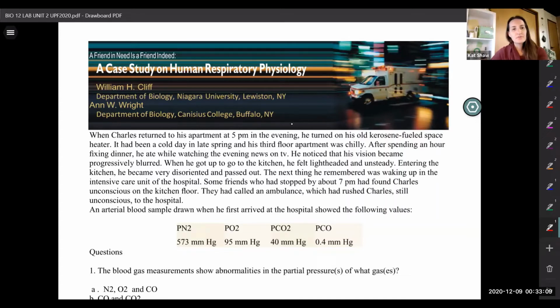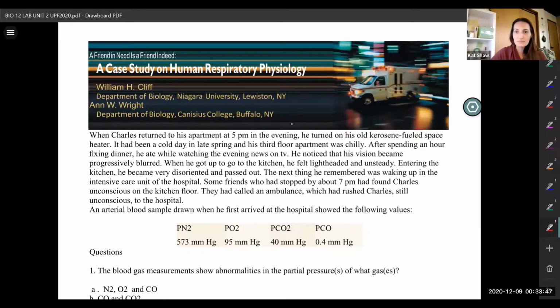So let's start with the case study itself. Charles returns to his apartment at 5 p.m. in the evening. He turns on his old kerosene-fueled space heater that never sounds good. And it's been a cold day in late spring. His third floor apartment was chilly, and that's why he's turning on this space heater. After spending an hour fixing dinner, he ate his dinner while watching the evening news on TV. He noticed that his vision became progressively blurred. When he got up to go to the kitchen, he felt lightheaded and unsteady. He became disoriented and then passed out.